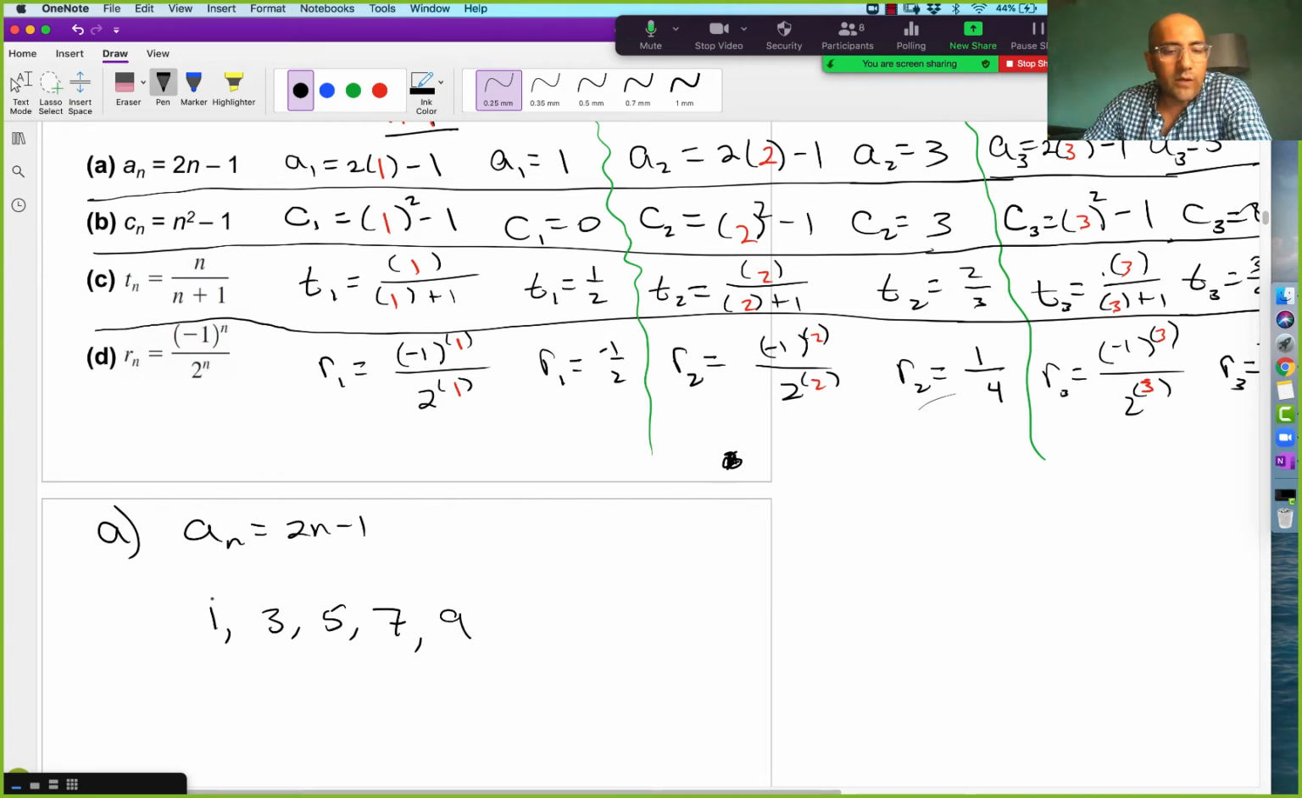And also I begin to see a pattern here that it goes by 2s. It's all the odd ones: 1, 3, 5, 7, 9. So this is a really popular formula which identifies the odd numbers.